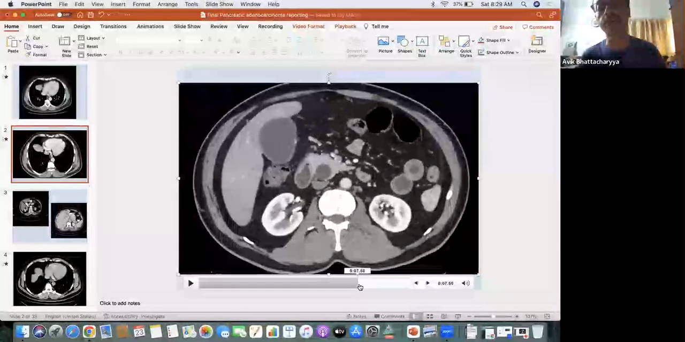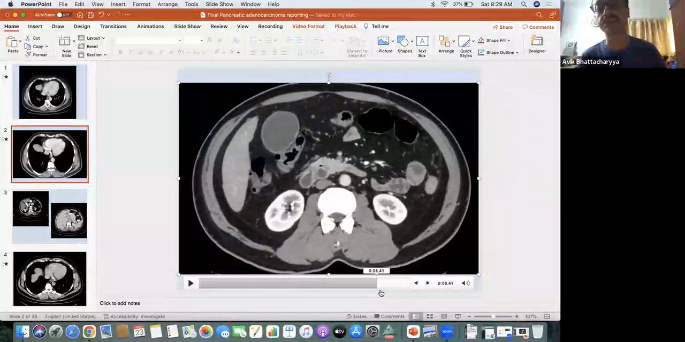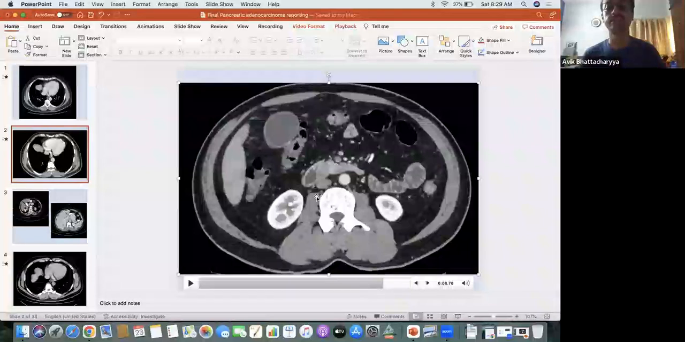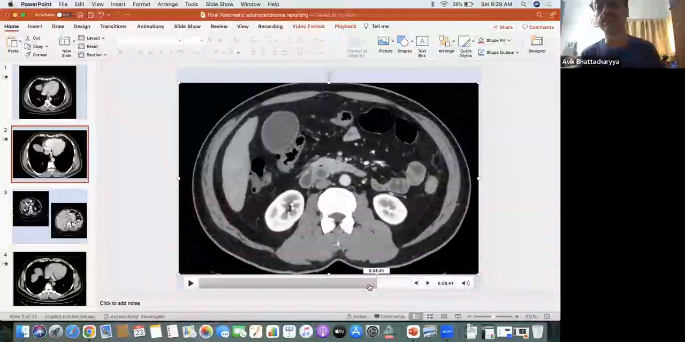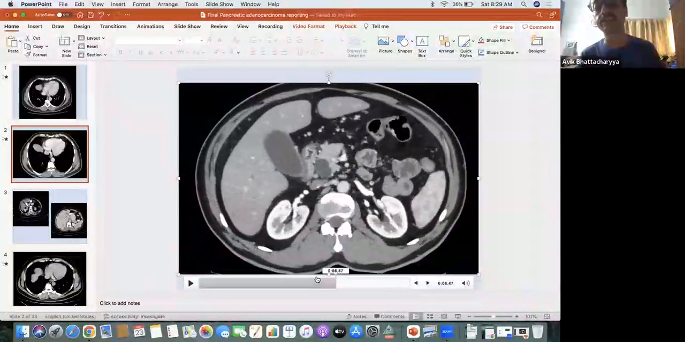And further down, I could see a mass lesion here. See, this is a mass lesion at the region of the ampulla. You can appreciate this is the normal pancreatic uncinate process, and there is a hypodense mass lesion at the region of the pancreatic ampulla, which is obstructing the common bile duct, but which is not obstructing the pancreatic duct. You see, the pancreatic duct is not dilated. This is the pancreas.